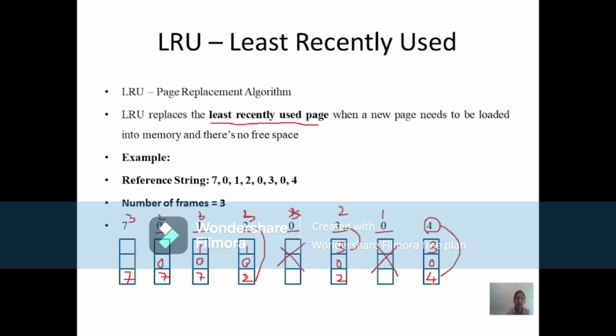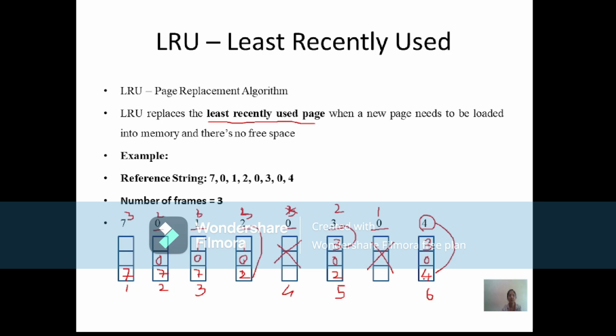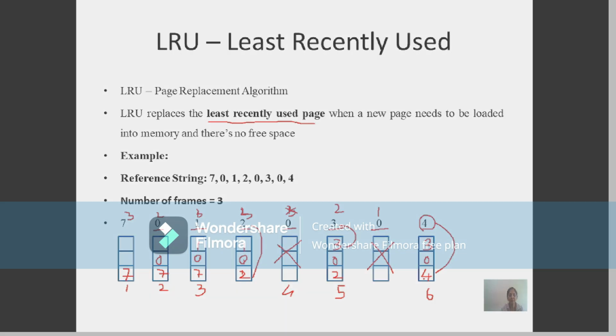Okay. Now let us count the number of page faults. So how many page faults are there? 1, 2. So if you see, compared to the FIFO algorithm, LRU is giving us fewer page faults.